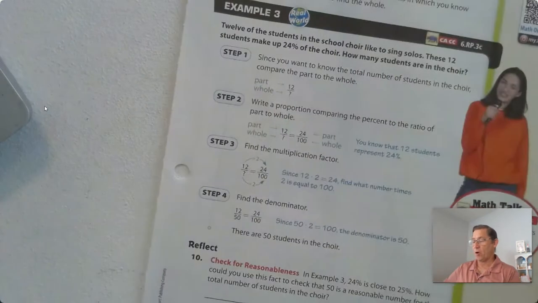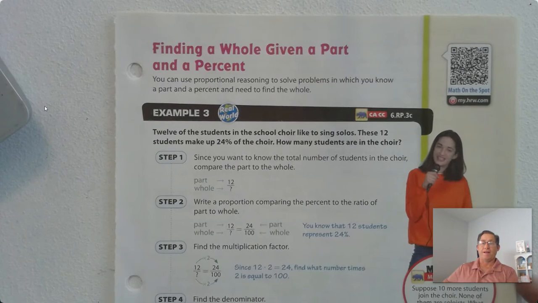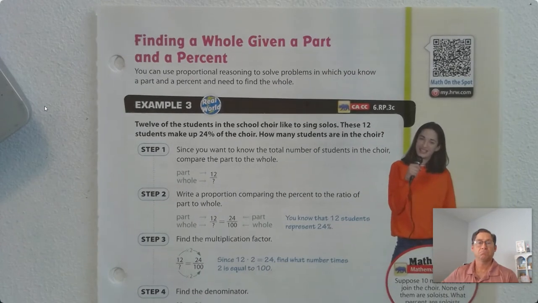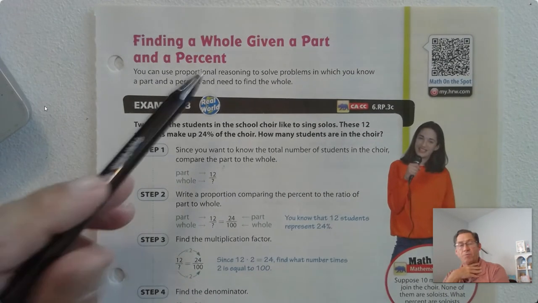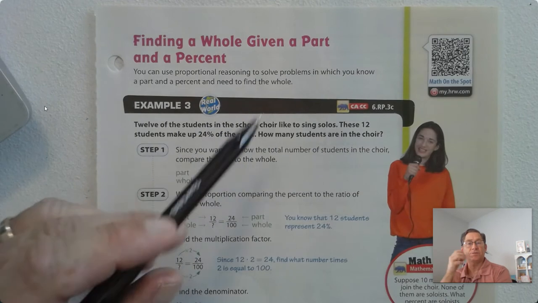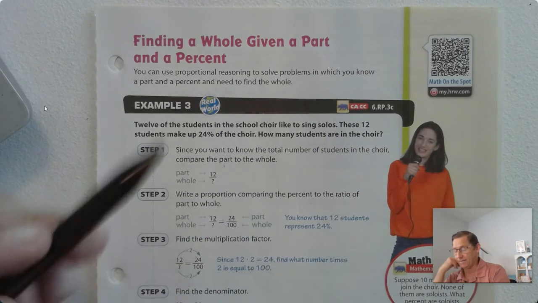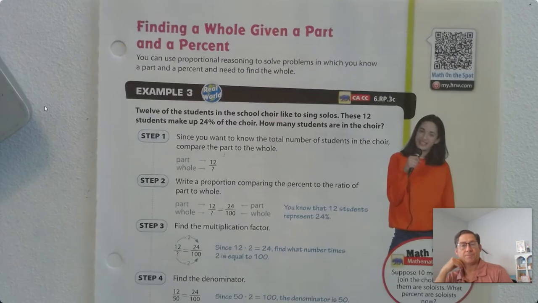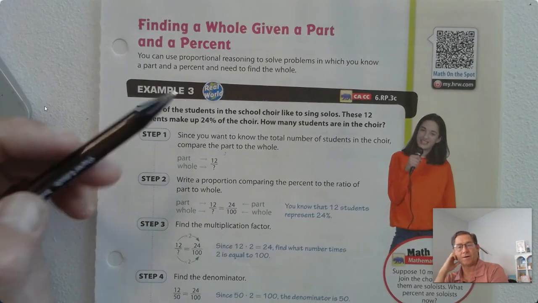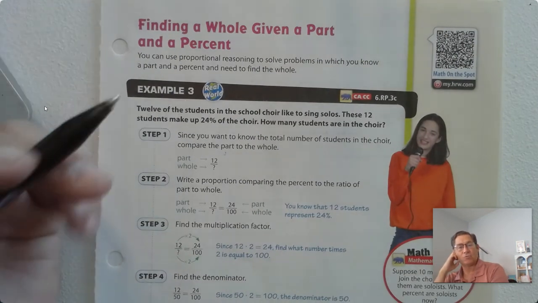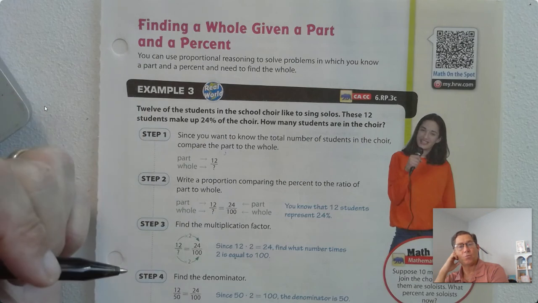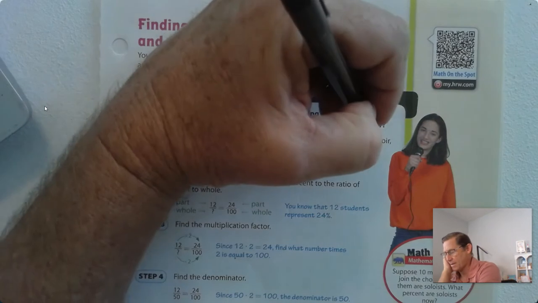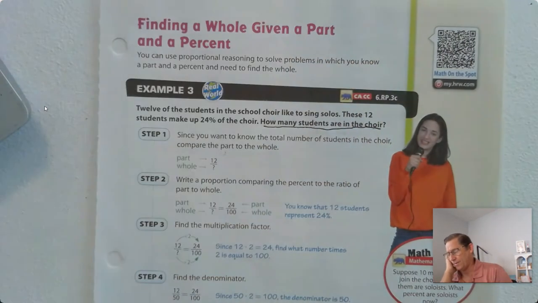So how do we find a whole given a part and a percent? Well, again, we can still use proportional reasoning to solve the problems in which you know a part and a percent and need to find the whole. So example 3, 12 students in the school choir like to sing solos. These 12 students make up 24% of the choir. How many students are in the choir?